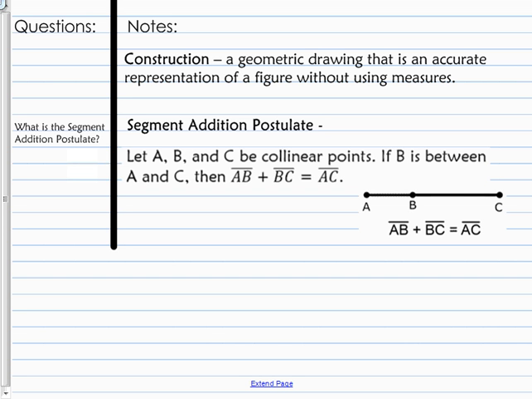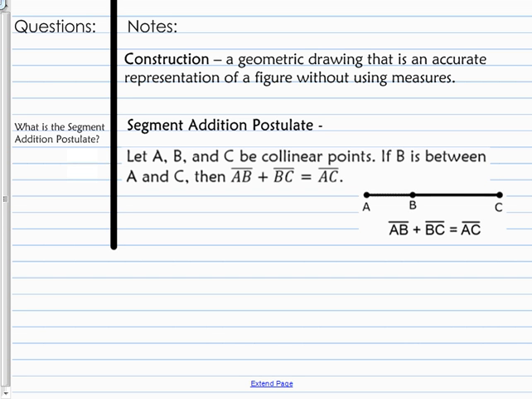A construction is a geometric drawing that is an accurate representation of a figure without using measurements. In simpler terms, that means you're able to draw something that is exactly the same as a previous image without using measurements. You use different formulas, or you use specifically a compass and different construction tools to draw that.